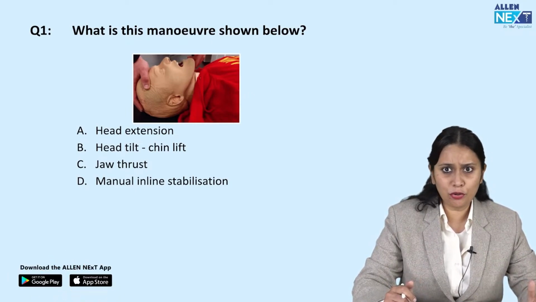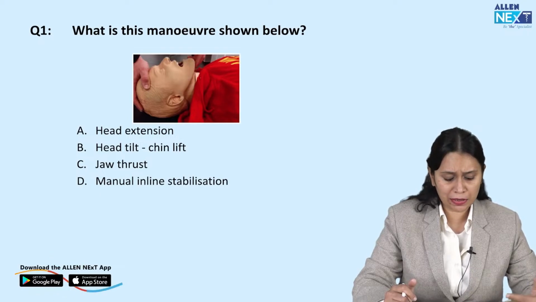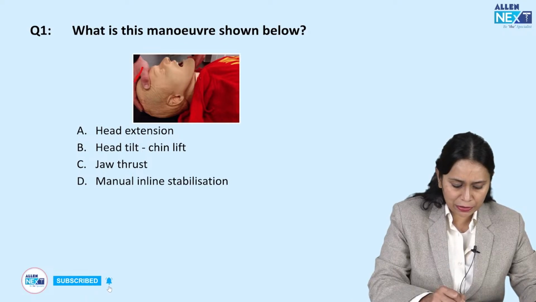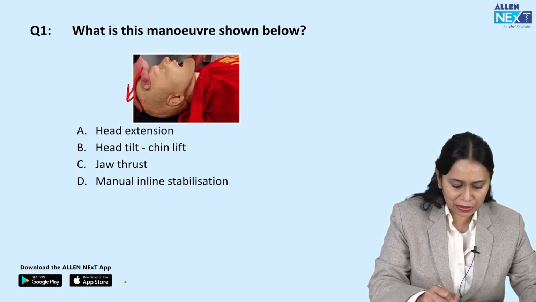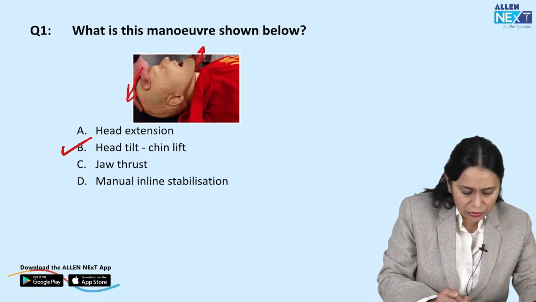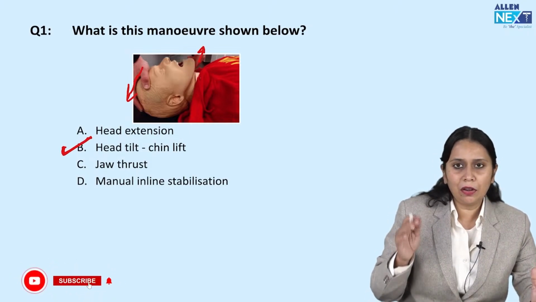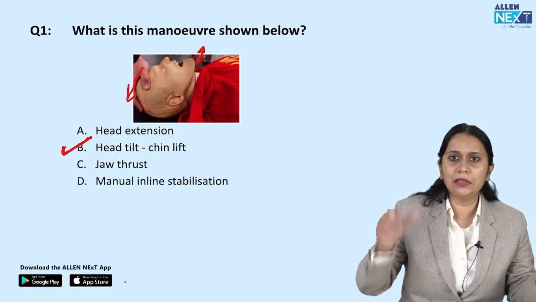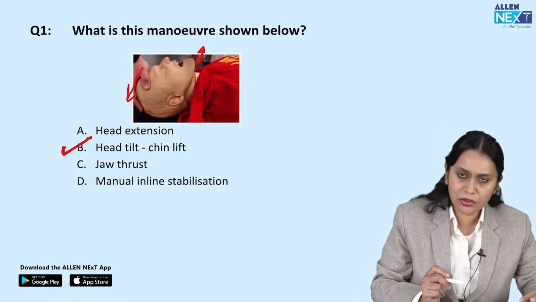As I told you, there are two maneuvers to open an airway. One of them is asked in this image. With one hand the victim's head is pushed backward and with the other hand the chin is lifted upward. So this is head tilt, chin lift. Both hands of the rescuer are doing two different things: one hand is pushing the head backward and the other is lifting the chin forward.